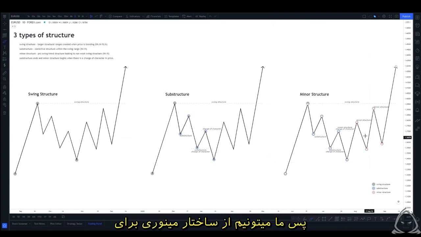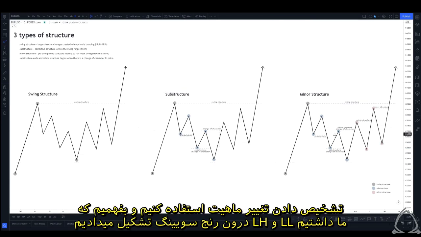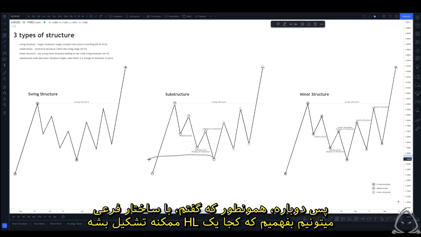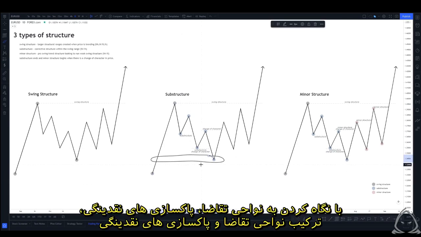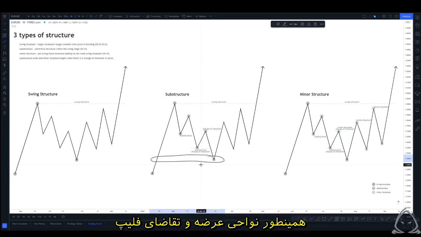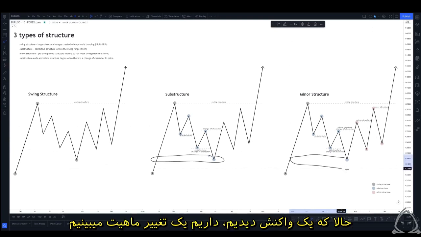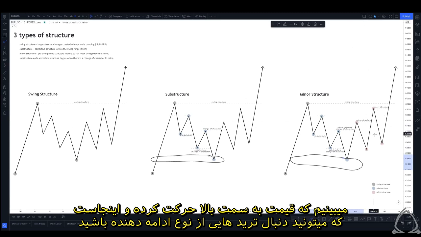So we're able to use minor structure to gauge that change of character and start to understand that we were putting in lower lows and lower highs within the swing range, and we're now starting to put in higher highs and higher lows. So again, like I said, with substructure, we can use that to gauge where a higher low is going to form by looking for demand zones, sweeps of liquidity, the combination of demand zones and sweeps of liquidity, as well as supply and demand zone flip zones. And then we can take that a step further with the minor structures. Now that we've seen a reaction point, we're starting to see a change of character. We can start to look at price moving to the upside. And this is where we can start to look at continuation type trades.